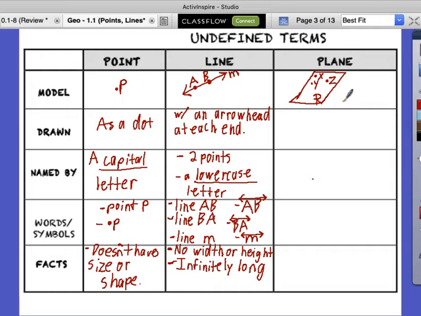Okay. So, how is it drawn? It has a dot, arrowhead at each end. This is as a slanted, has to be slanted, four-sided figure. As a slanted, four-sided figure.